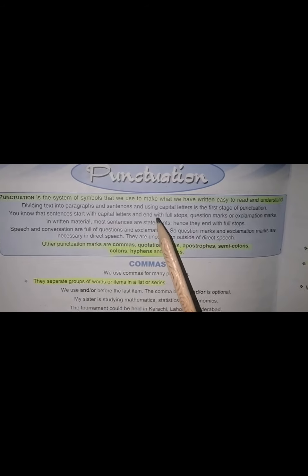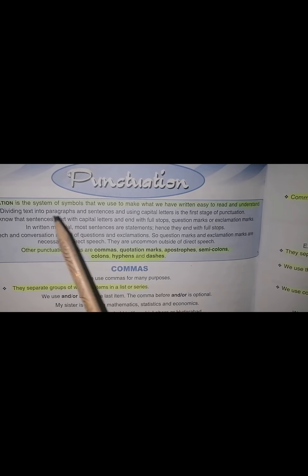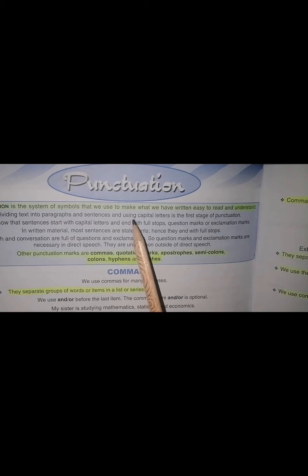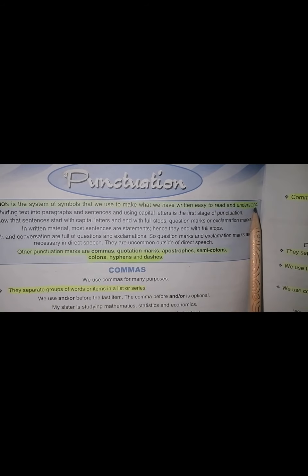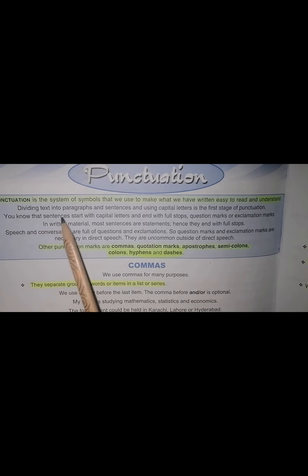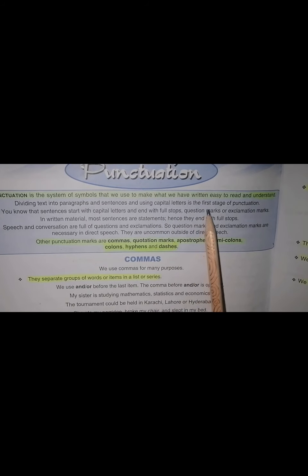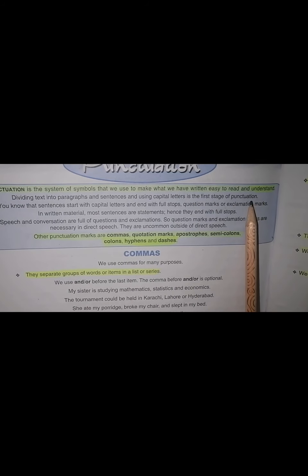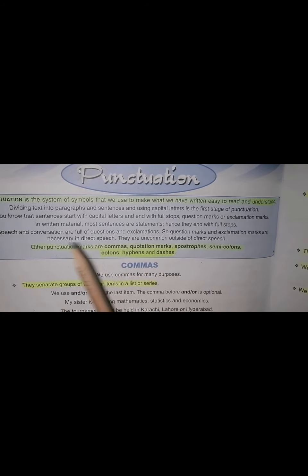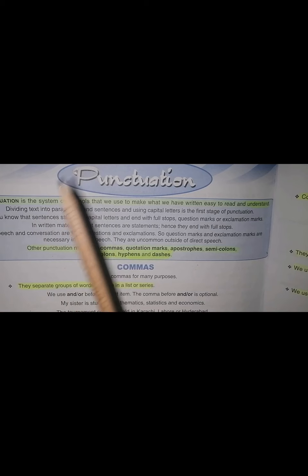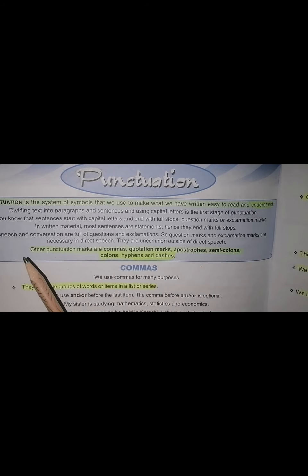Today we'll study about punctuation. What is punctuation? Punctuation is the system of symbols that we use to make what we have written easy to read and understand. Dividing text into paragraphs and sentences and using capital letters is the first stage of punctuation. First stage of punctuation, what does it mean? It means that the first word of every sentence starts with a capital letter.